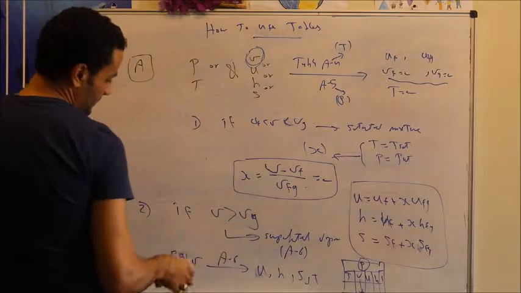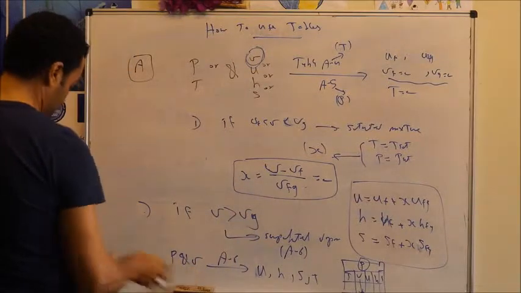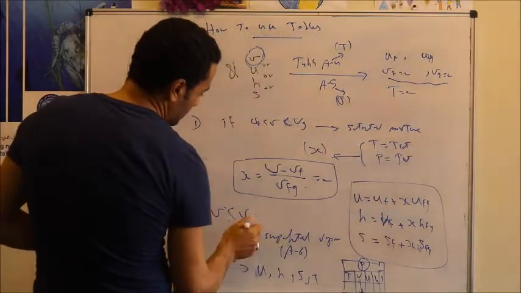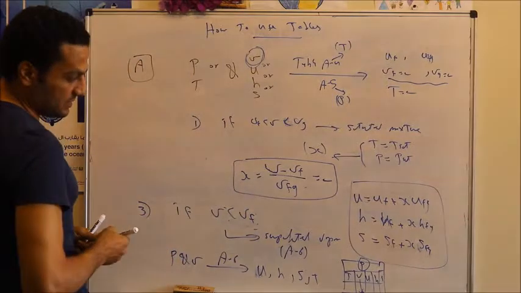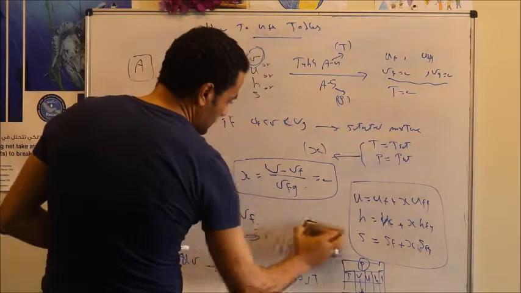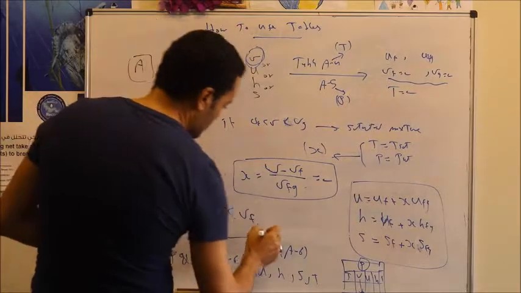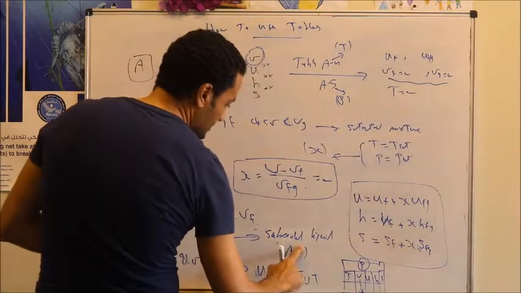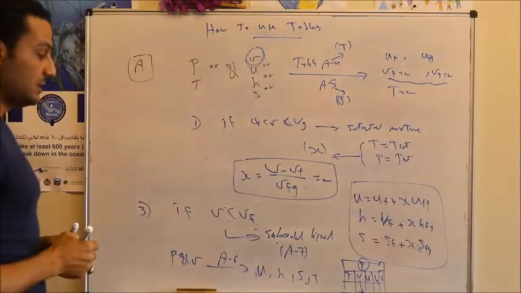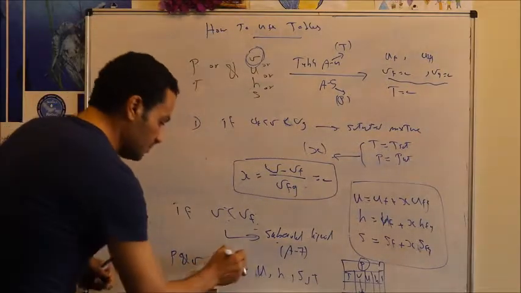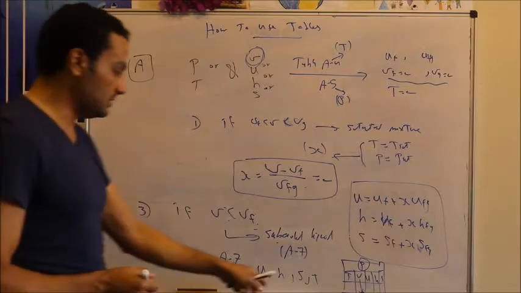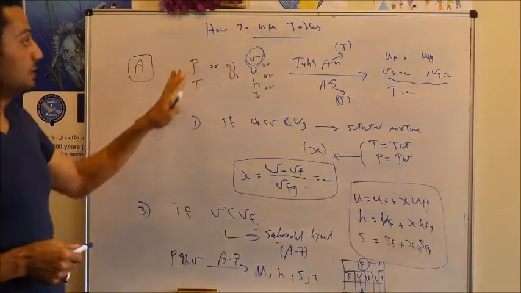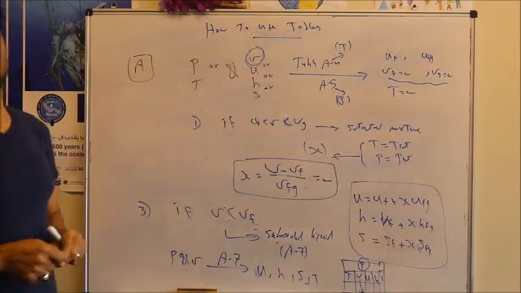Now, option number 3 here, if I find v is less than v_f, so in this case the state of the substance is subcooled or compressed liquid. And in this case I have to use table A7. So at this pressure and the specific volume or any other property, just go to table A7 and I will locate those properties. Okay? And those are the first option, if pressure or temperature are given with one of the specific properties.